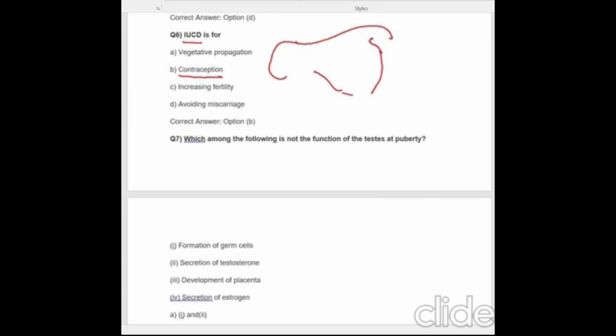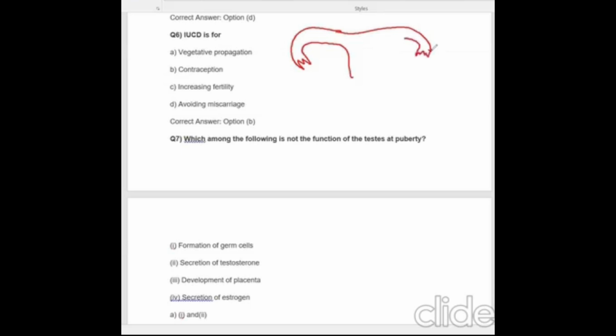So let me draw it clearly. This is the vagina. This is the uterus part. You can see the ovaries. So here you are going to add the copper T uterine device, which stops the sperms going into the fallopian tube for fertilization. And next question you can see here.